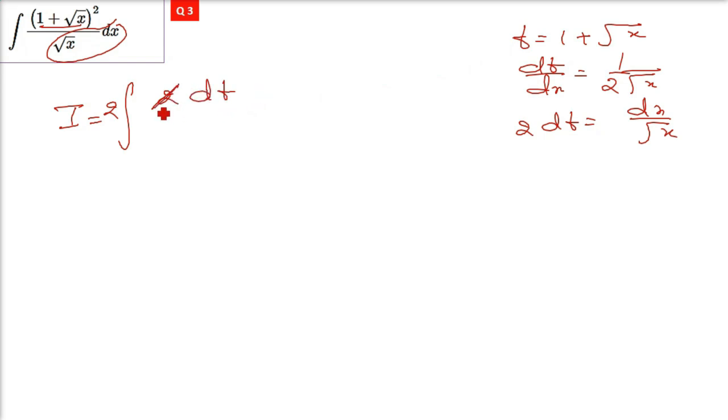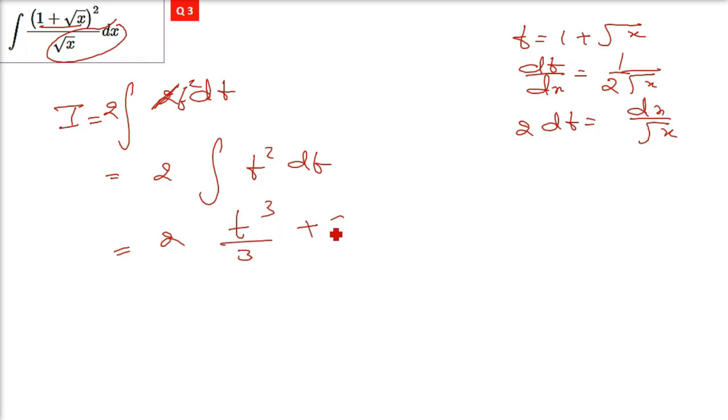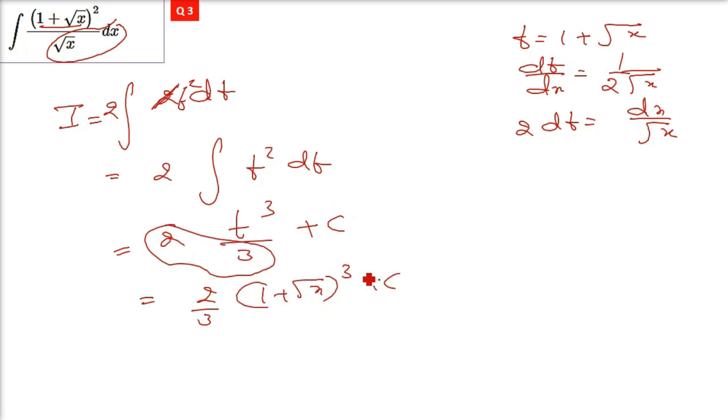So let me replace this by t square now. Let me write it again: 2 integration of t square dt. And what will be the x raised n integration? X raised n plus 1 divided by n plus 1. So t raised 2 plus 1, 3 by 3. So this is 2 by 3 t cube. In place of t cube take 1 plus root x, and this whole cube, plus constant of integration.